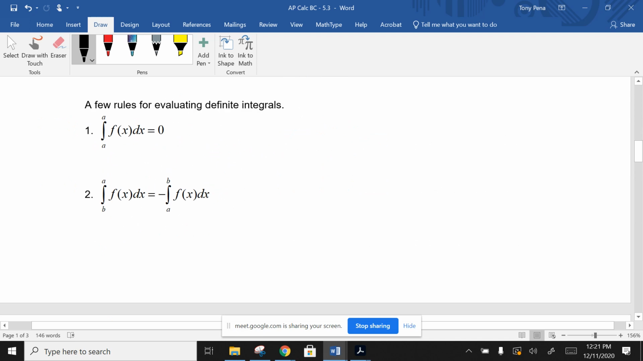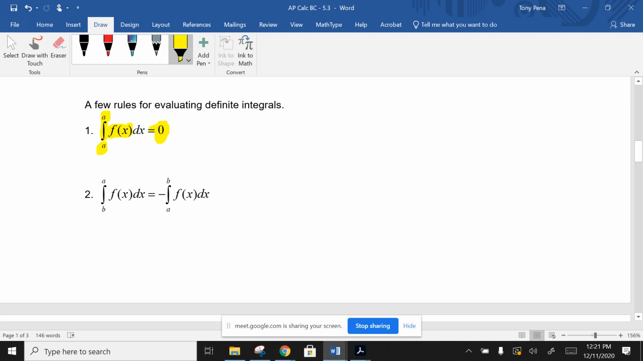One of them is, and you kind of already know this, if you think about the idea of an area, if the integral is still the idea of an area. So the area underneath this function from a to a, so like from 2 to 2, from 3 to 3, 4 to 4, you can't accumulate any area whatsoever if there is no interval. So if your limits ever end up being the same, then you're going to get a value of 0, which should be pretty easy to understand.